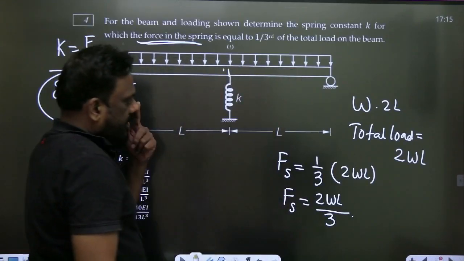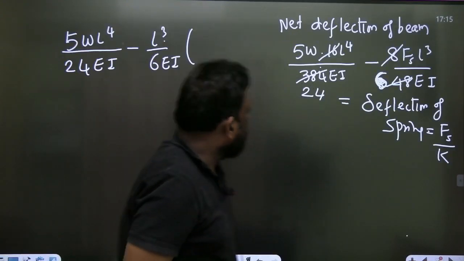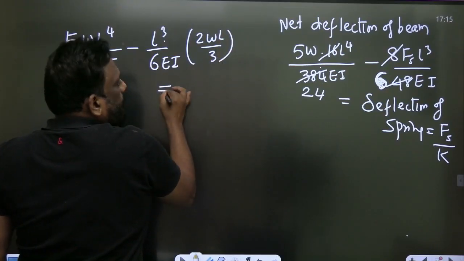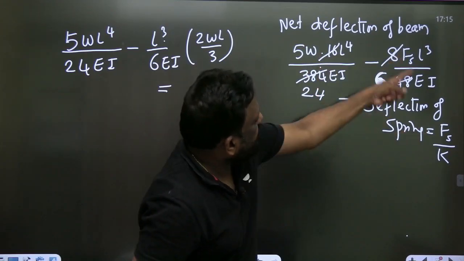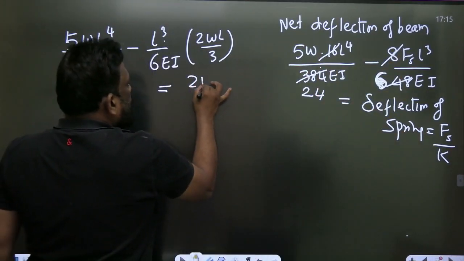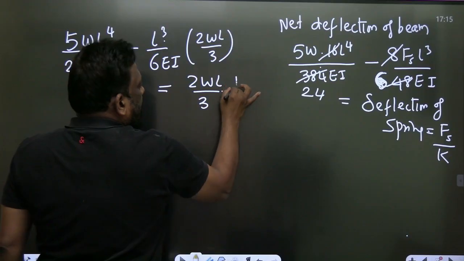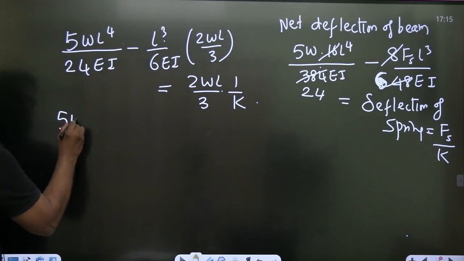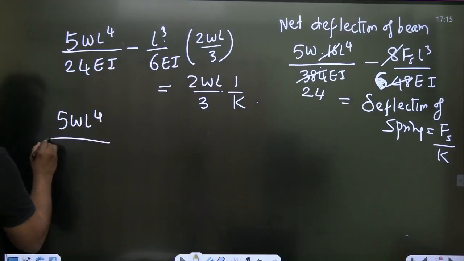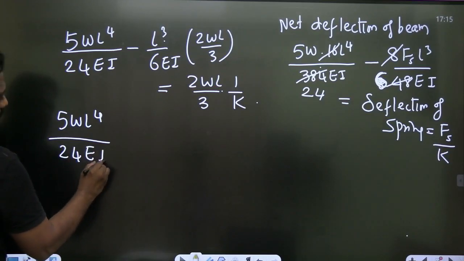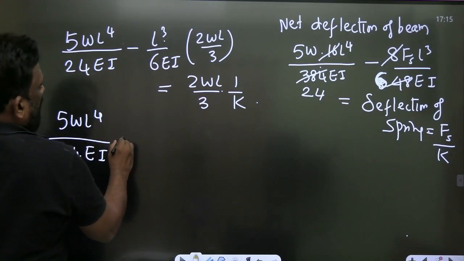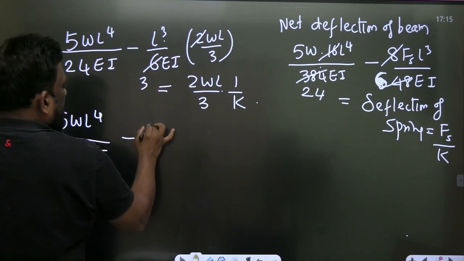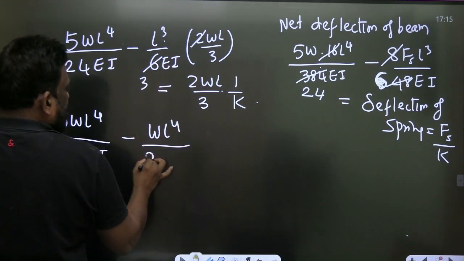Fs is already known to me. What is the value of Fs? Fs is equal to 2WL by 3. And this net deflection should be equal to Fs by K, so Fs is 2WL by 3 by K. We will simplify. 5WL power 4 by 24 EI minus 2 ones 2, 2 threes 6, WL power 4 by 9 EI.